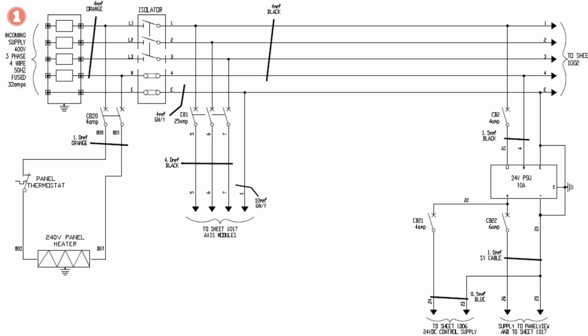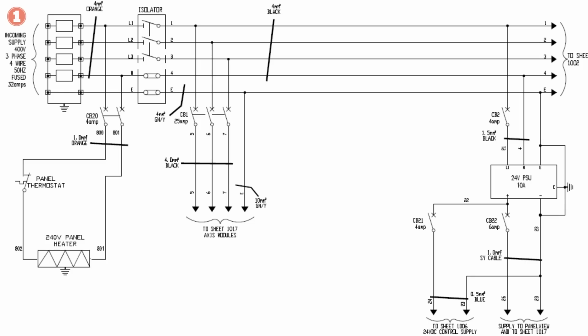Now, the first thing you see, which is numbered one, is what? Incoming supply 400 volts, 3-phase, 4-wire, 50 hertz, fused, 32 amps. This is the incoming supply in the panel. What it says is that it is 400 volts. Look at this very well. You see that it is 3-phase, 4-wire, 50 hertz, fused.